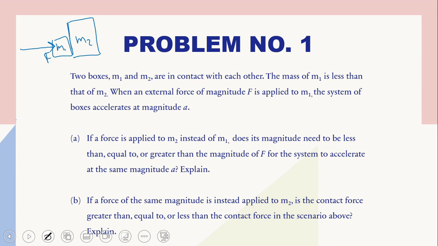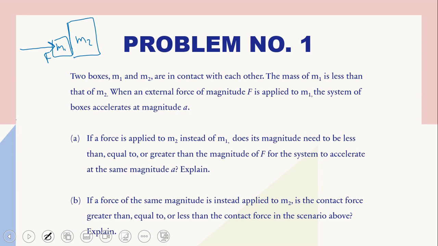Okay, part A. If a force is applied to M2 instead of M1, does its magnitude need to be less than, equal to, or greater than the magnitude of F for the system to accelerate at the same magnitude A? Explain. Okay, so from Newton's second law, F equals ma, we know that if the mass and acceleration are to stay constant, the force must also stay constant. And so this force must be equal to F for the system to accelerate at the same rate A.